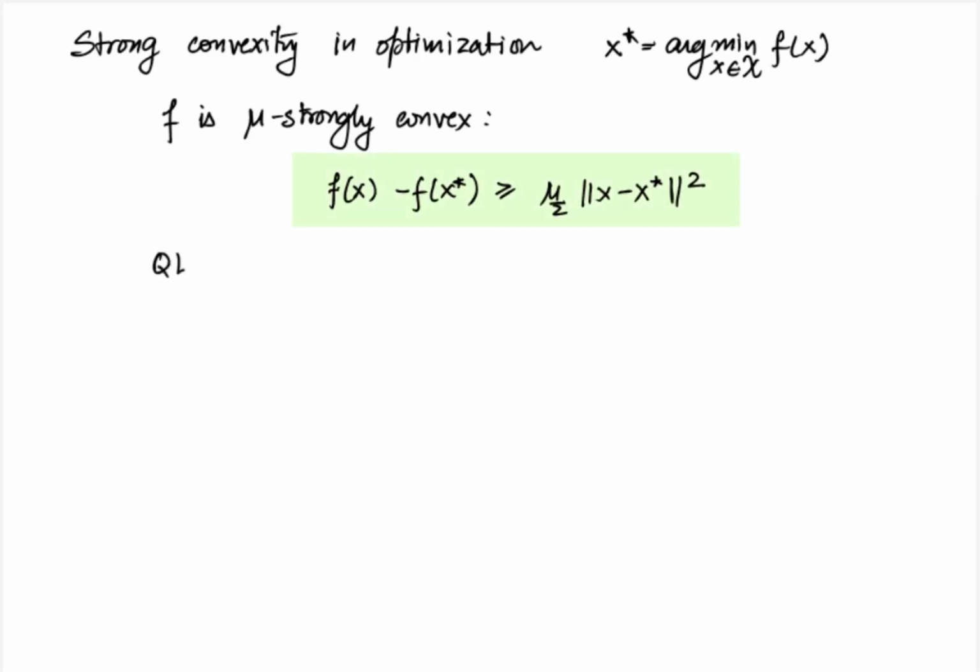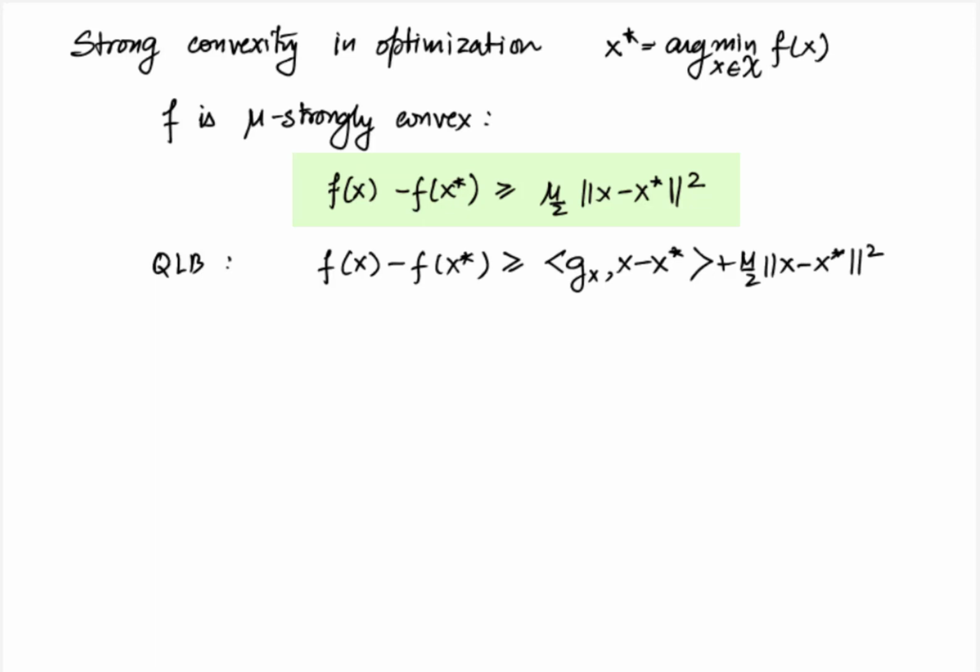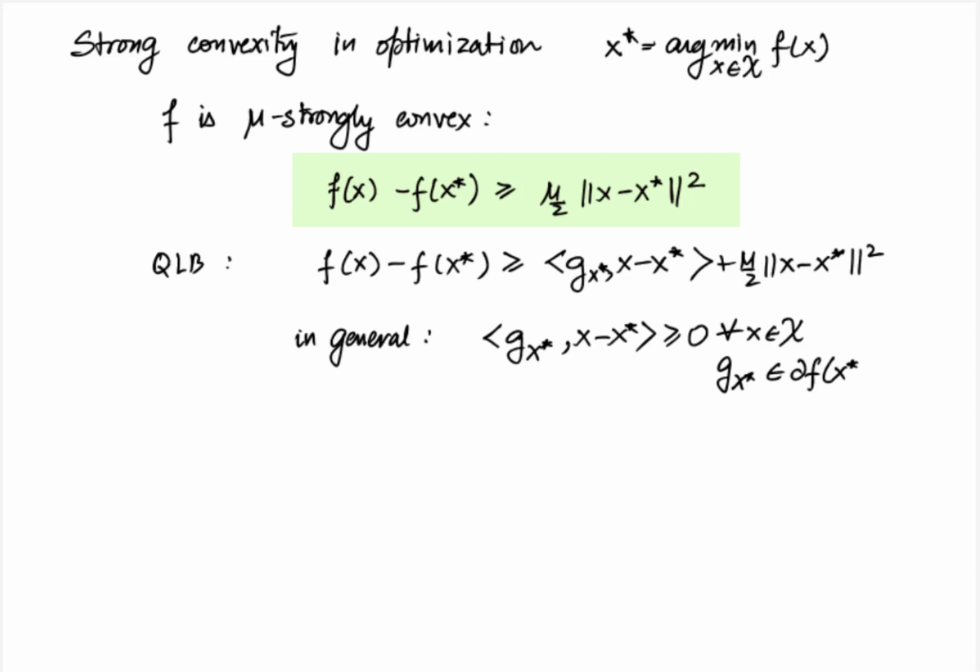To appreciate this result, recall the quadratic lower bound, which says that f of x minus f of x star is greater than or equal to inner product of g of x star, x minus x star, plus mu by 2 norm of x minus x star square, where g of x star is the subgradient of f at x star. Now if gx star is equal to 0, as would be the case in an unconstrained problem, the bound we have written follows directly. In general also, it turns out that the quantity gx star inner product with x minus x star is always greater than or equal to 0 for all x in calligraphic x, where gx star is the subgradient of f at x star.